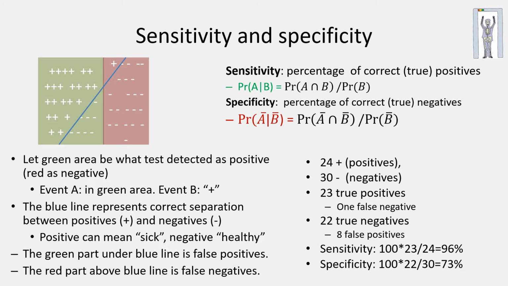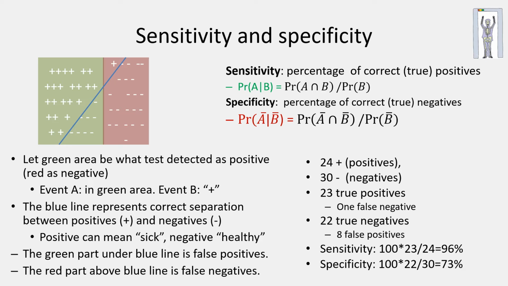So we have 24 positives and 30 negatives. And here you already see that the number of positives and negatives really can be quite different, and that really doesn't matter. So how many true positives do we have, that is, positives that the test identified as positive? Well, it's 23 out of 24. We have one false negative. So sensitivity, and here I'm writing it in percentages, even though later on we'll switch and just use fractions, is 23 over 24, and it's 96%.